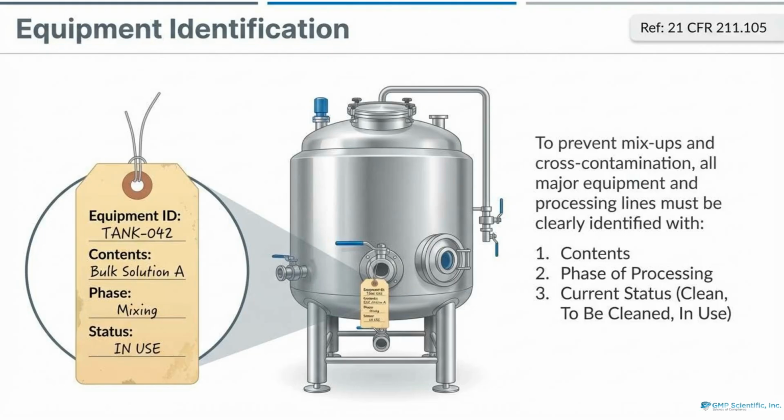Once production is underway, visual clarity is vital to prevent cross-contamination. Section 211.105 requires that all major equipment and processing lines be clearly identified. At any glance, an operator or auditor should know exactly what is in a tank, what phase of processing it is in, and the current status of the equipment, whether it is clean, in use, or waiting for sanitation.